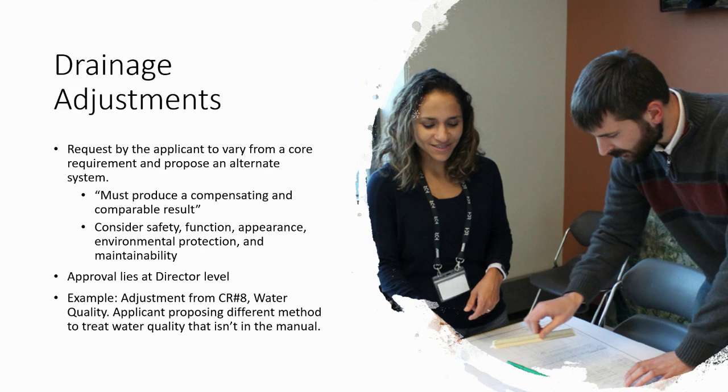Only the Director of Public Works can approve drainage adjustments. For context, only about 15 adjustment requests have been approved in the last 4 years. An example of an adjustment request might be from an applicant who would request an adjustment from core requirement number 8, the water quality treatment core requirement. Instead of building a treatment facility approved in the manual, the applicant might request to build an alternate facility, not approved in the manual, but still able to remove pollutants.